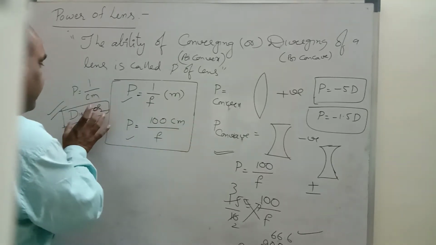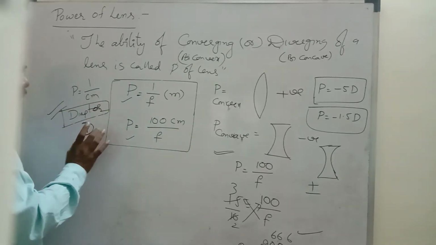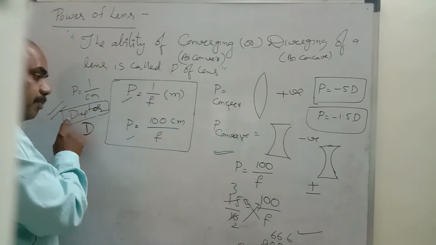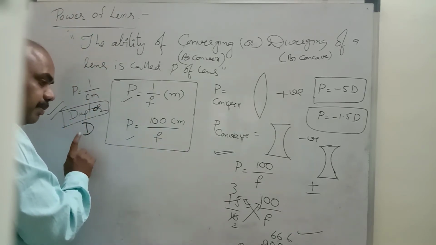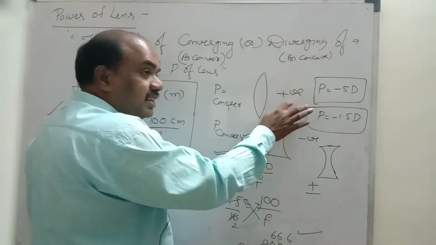The unit of power of lens is a diopter, denoted by D. Power of lens unit is a diopter D. Power of a convex lens is always positive.